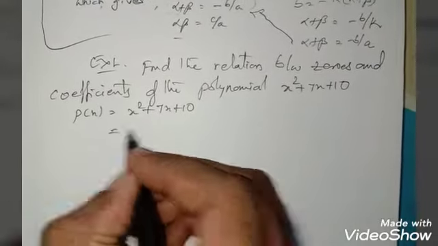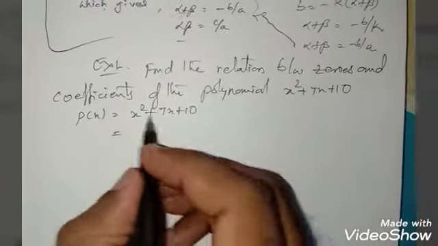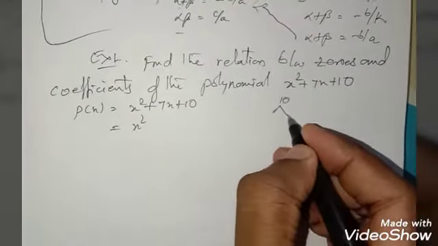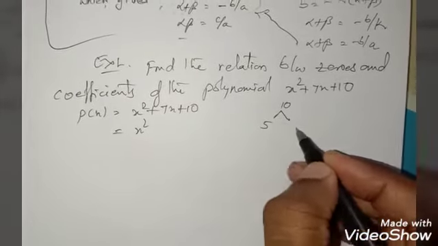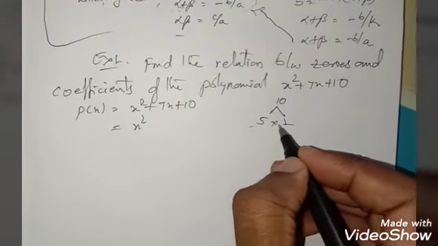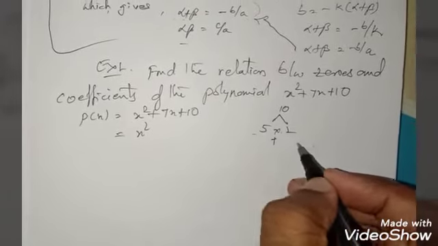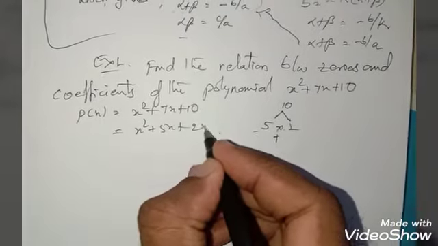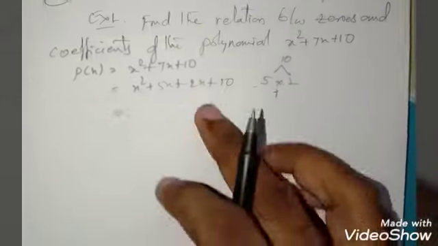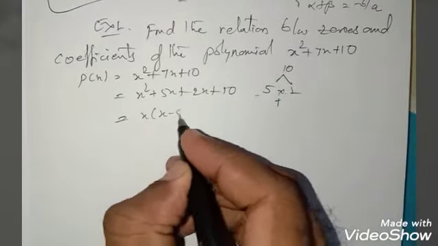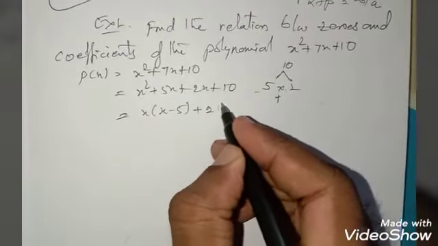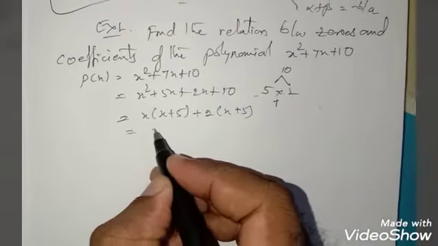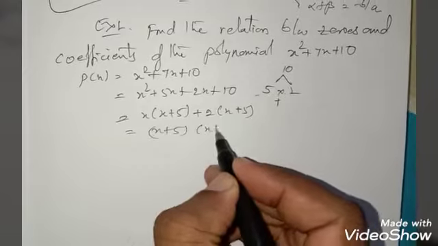To find the zeros of the polynomial, take the factors, means just split your terms, that is x square, and this 10 I can write as 5 into 2. Right, 5 twos are 10, and 5 plus 2 is 7, so it is satisfying. So I can write 5x plus 2x plus 10. So I can write this as x into (x plus 5) plus 2 into (x plus 5), which is equal to (x plus 5) into (x plus 2).